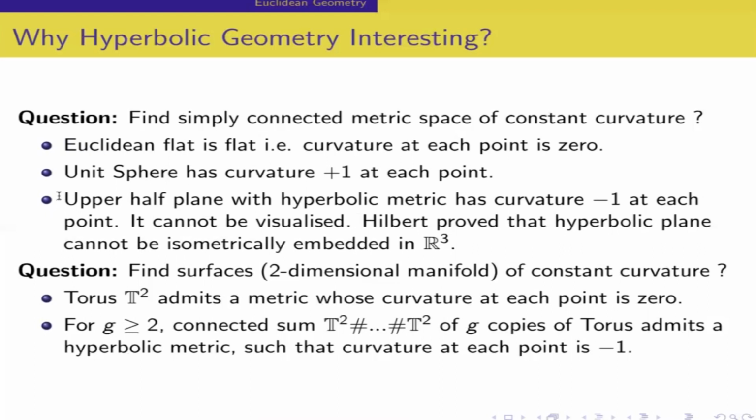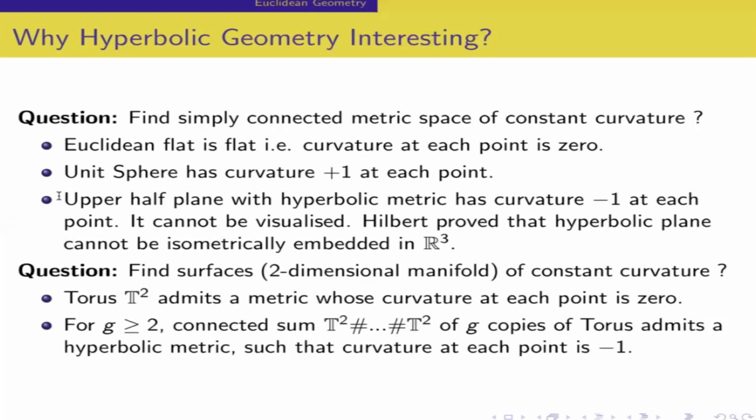The great mathematician Hilbert proved that the hyperbolic plane cannot be isometrically embedded in R3. Visualization means anything which is embedded in R3, that is the meaning of visualization as per me. So Hilbert proved that the hyperbolic plane cannot be isometrically embedded in R3. In this course, we cannot prove this thing. This is very difficult. So now let us pass to the next question.